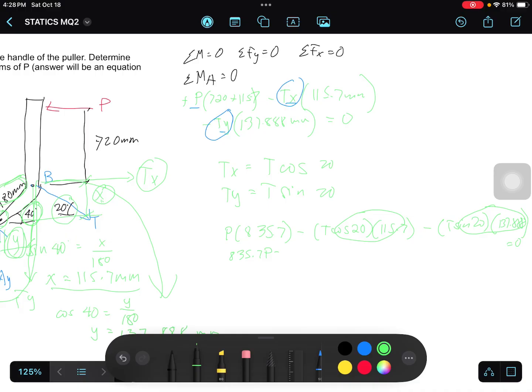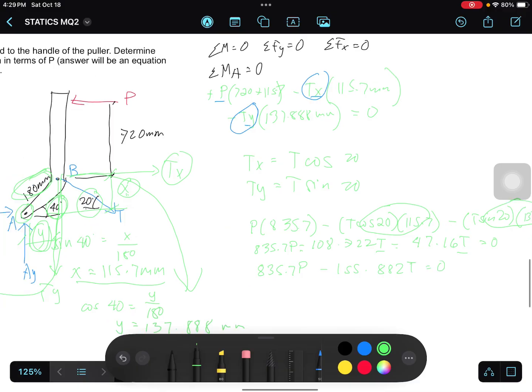115.7 times cosine 20. This is 108.722t and 137.38 times what? Sine 20. That's 47.16t equals 0. So, we can combine yung t, and parehas sila ng sign, so additive. So, pag add natin yung 108.722 plus 47.16, how much? Negative 155.882t equals 0. So, isolate natin si t.